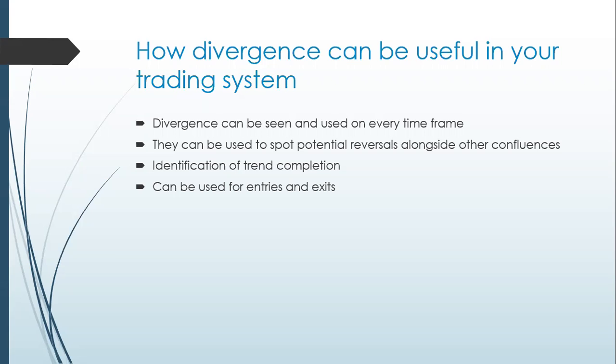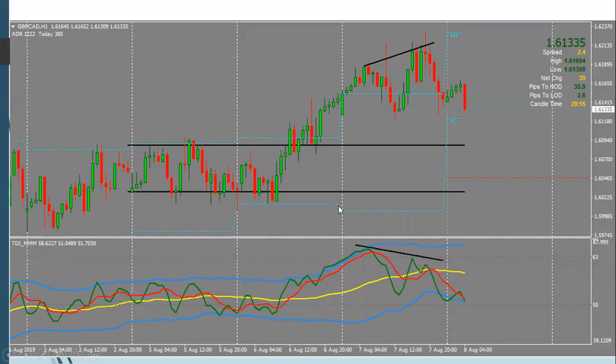Divergence also identifies trend completions, right? You see a trend coming to an end, you start to see divergence. And of course, these divergences can be used for entries and exits. So this is an example of divergence. And actually, this was today. All right, this was this morning. Actually, I caught this right here.